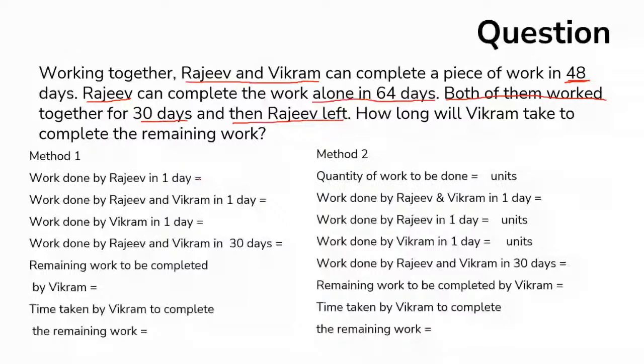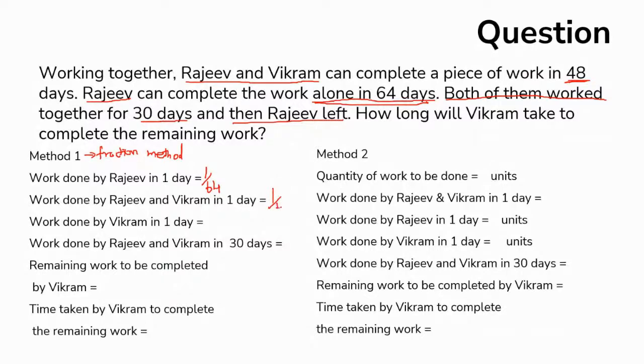So in this first method, how are we going to do it? As I have already mentioned, we'll be going with the fraction method. So in the fraction method, work done by Rajiv in 1 day: we know that Rajiv alone can complete the work in 64 days, so 1 day's work is given by the inverse value of it, which is 1 by 64. Work done by Rajiv and Vikram in 1 day: together they can complete the work in 48 days, so in 1 day it is 1 by 48.